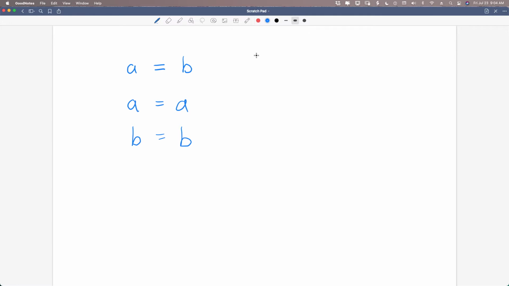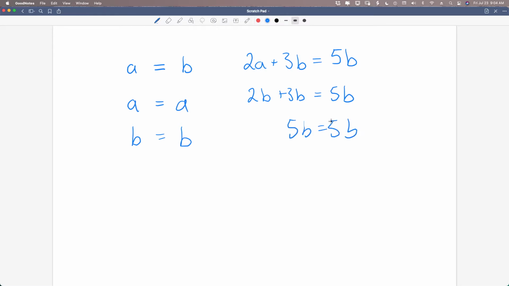If A equals B, then I could say 2A plus 3B equals, let's say, 5B. Because A equals B, we could sub in and say 2B plus 3B equals 5B. And we could solve that. We could say 5B equals 5B. And that would be true, because we know that A is equal to B. So we could put B in and solve for it.